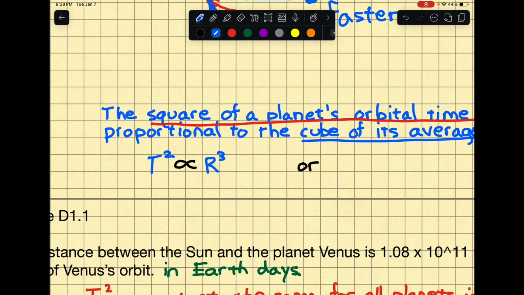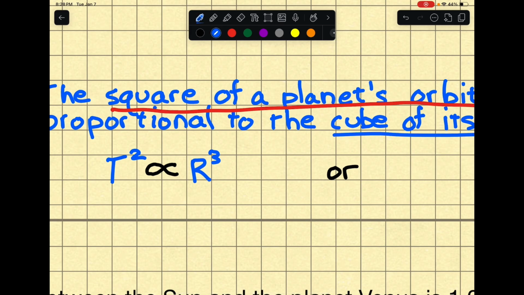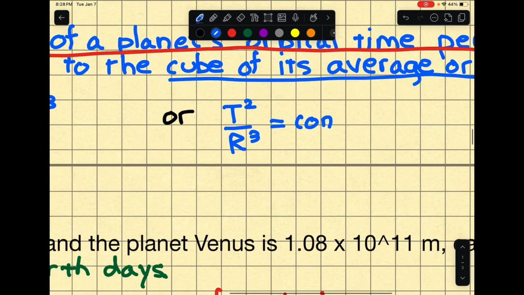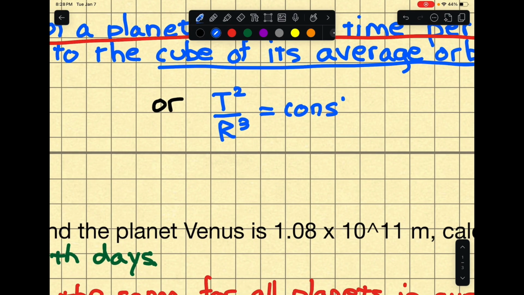Since these are proportional, we could create this other statement. We could say T squared divided by R cubed is equal to some constant. So if these two are proportional to each other, then if you divide them, you find that constant of proportionality.